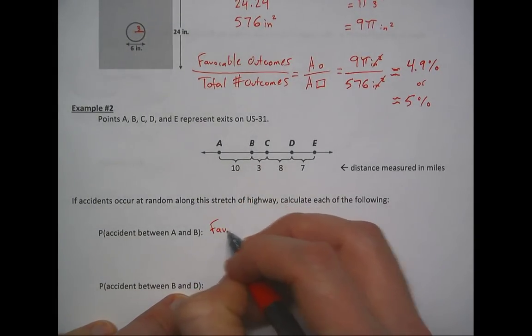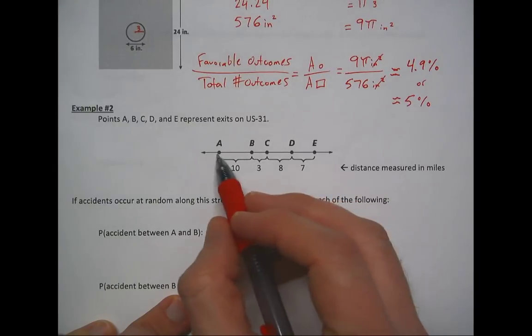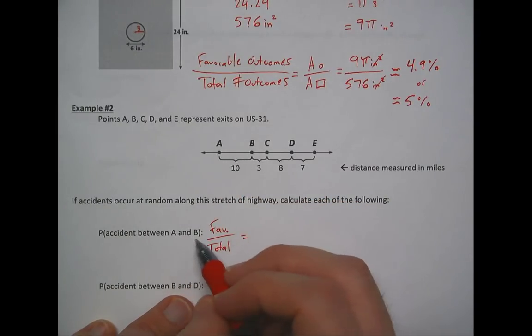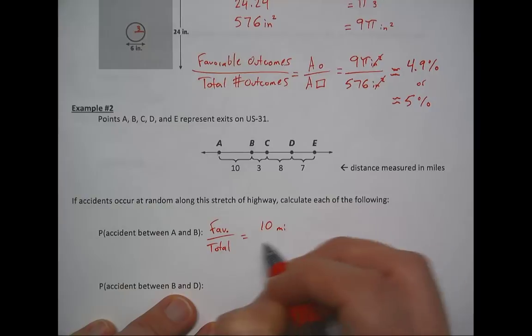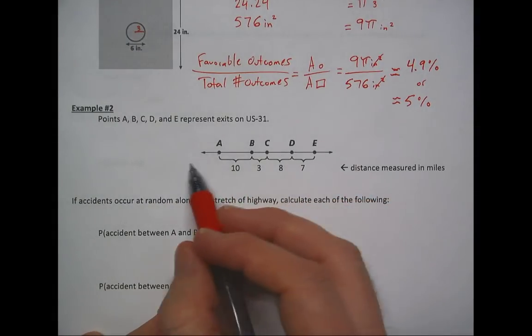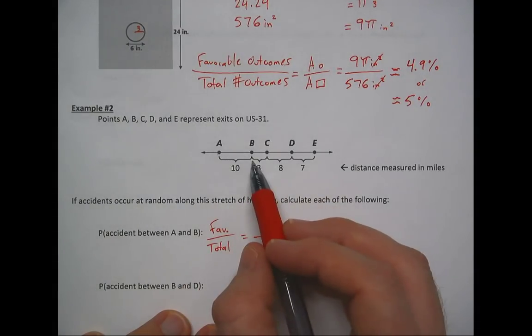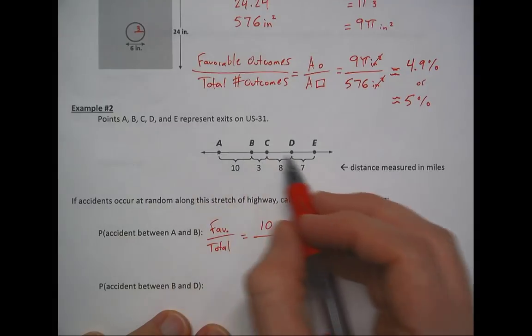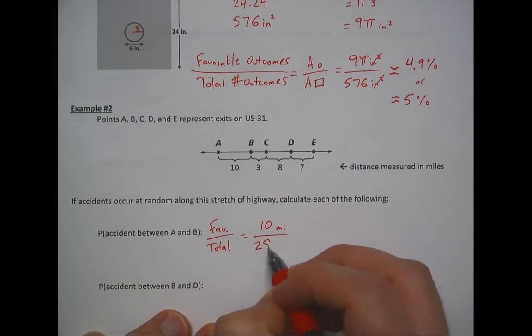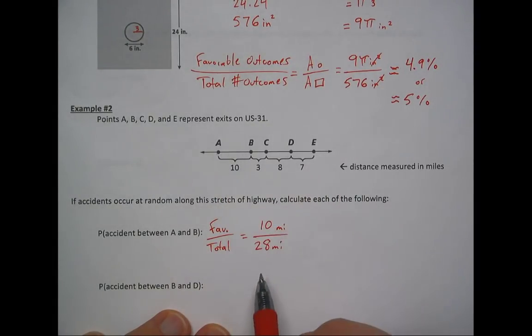So I'm just going to abbreviate here real quick. Your favorable outcomes is the distance from A to B. It's what we're measuring. So what's the probability of the accident happened between A and B? That stretch is 10 miles. And you're going to compare that to the entire stretch here. Well, how far is the entire stretch? 10 plus 3 is 13, plus 7 is 20, plus 8 is 28. So this whole stretch of highway is 28 miles. We want to know what's the probability that out of those 28 miles, the accident happens between A and B. Well, that's a 10-mile stretch. So AB represents 10 out of 28.